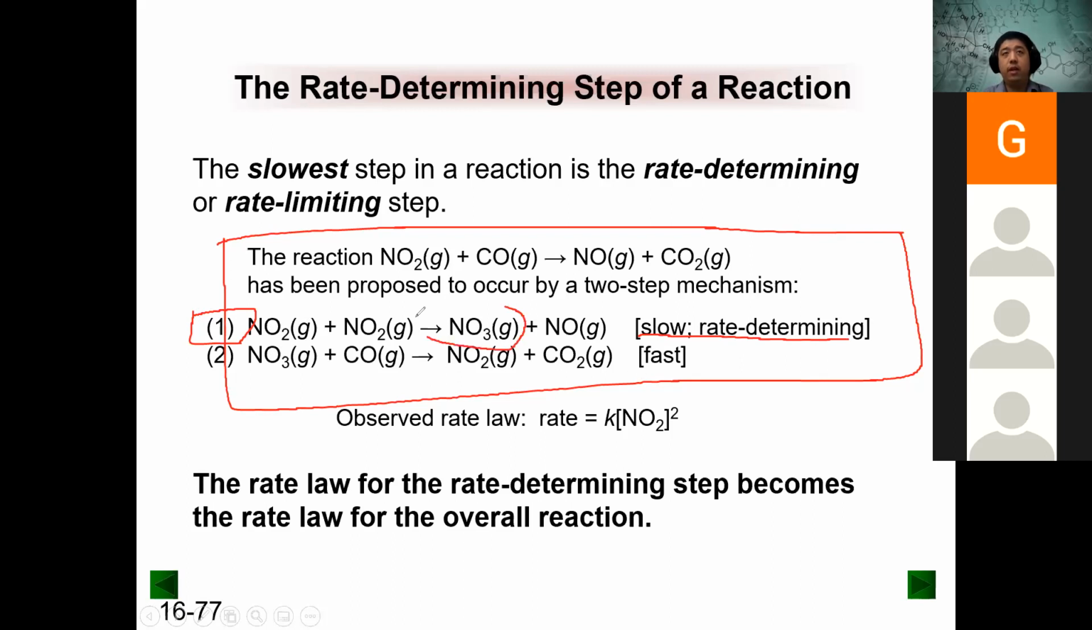The second that I make an NO3, it immediately joins with CO and then makes this stuff. So it's dependent on how much NO3 I can make in that time frame. And again, we don't write our product, we only write our reactants. So the speed of this is determined by how much of NO2 plus NO2 I can make at any given moment. That determines the entire speed of the entire reaction.